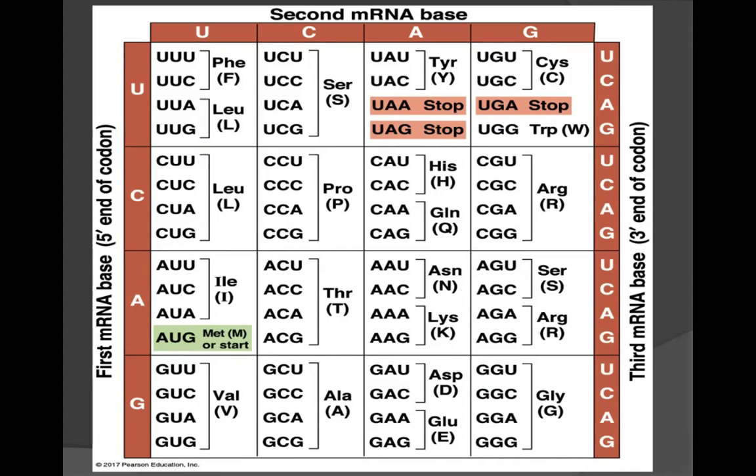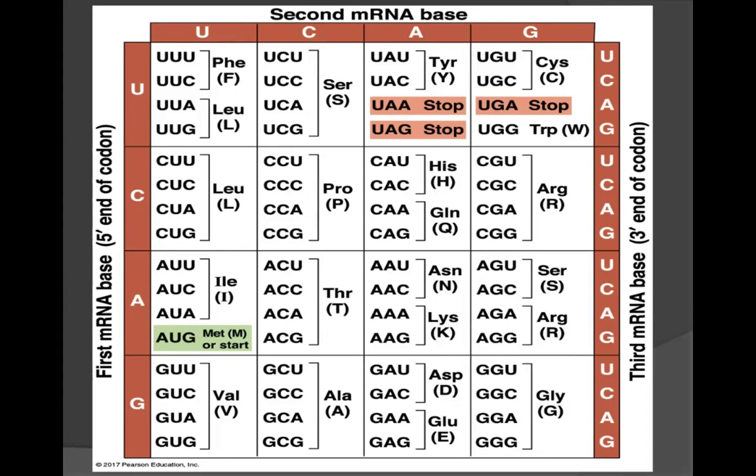You would then continue this process until you reach the stop codons, which we see here in this chart are UAA, UAG, and UGA. Though these stop codons do not code for a specific amino acid, we will see what occurs in the slides following this chart.